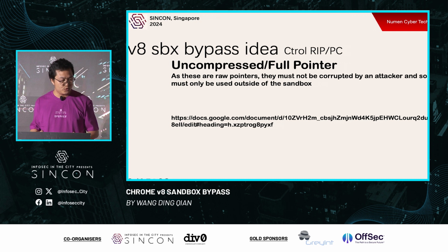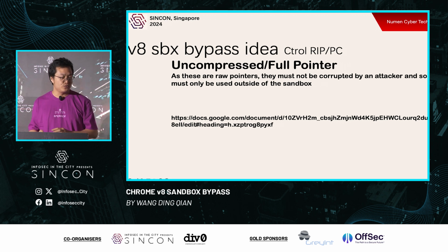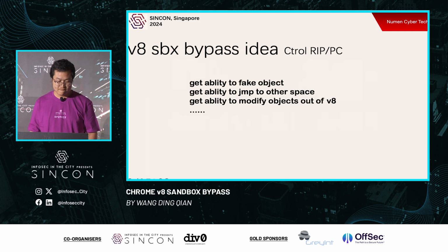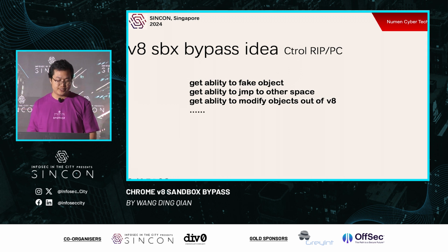That's why we should pay more attention to the native pointer, because the native pointer is a full pointer and it is not compressed. If we can hijack this pointer, or write this pointer to other contents, then we can hijack the whole process, and the process will jump to some other values. Okay, so this is the whole process. After we control the RIP, we should get the ability to fake objects, get the ability to jump to other space, and get the ability to modify objects outside V8.